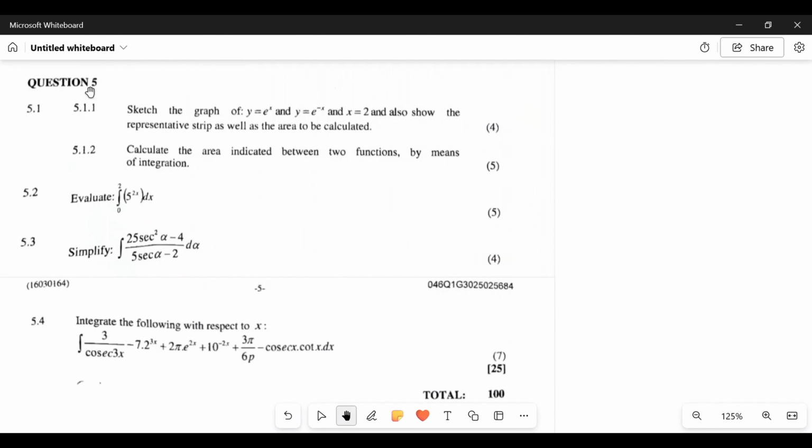All right, guys, here is our question 5. Now question 5 consists of 4 questions. So we're going to start with 5.1, which has 2 questions underneath it. We have 5.1.1 and 5.1.2. So we're going to copy this question here, which is 5.1.1, and we solve it.